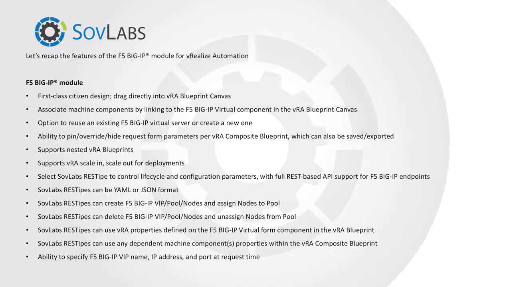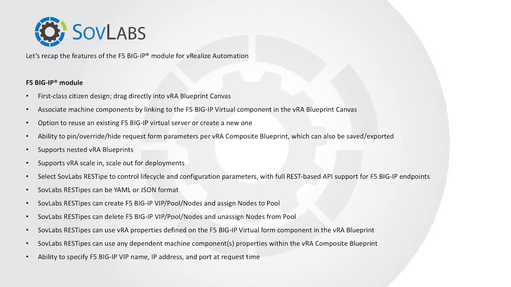Let's recap the F5 BIG-IP module for vRealize Automation. First-class citizen design. Drag directly into vRA blueprint canvas. Associate machine components by linking to the F5 BIG-IP virtual component in the vRA blueprint canvas. Option to reuse an existing F5 BIG-IP virtual server or create a new one. Ability to pin, override, hide request form parameters per vRA composite blueprint, which can also be saved or exported. Supports nested vRA blueprints. Supports vRA scale-in, scale-out for deployments.